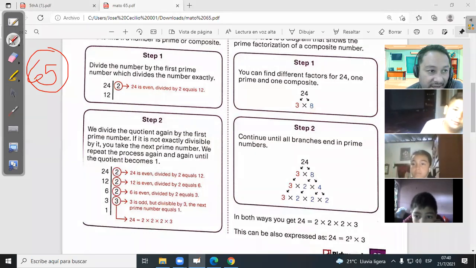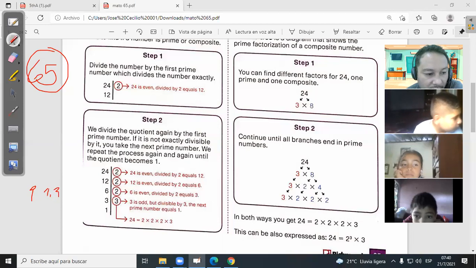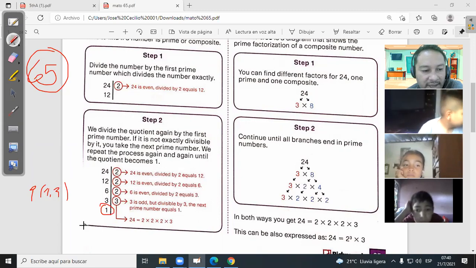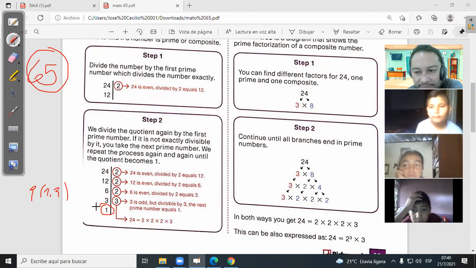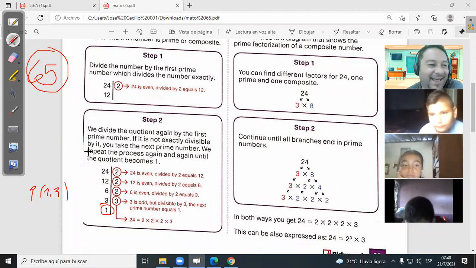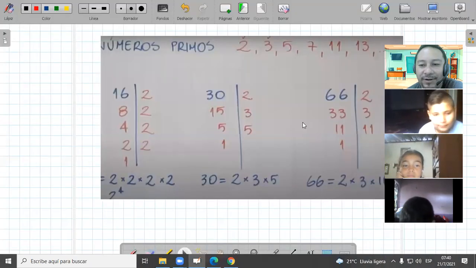But in the prime numbers, remember that 3 only has the factors 3 and 1. That is why we have the 1 here, because 3 times 1 is 3. Simple? Yes or no? Okay, I'm going to show you some examples here.